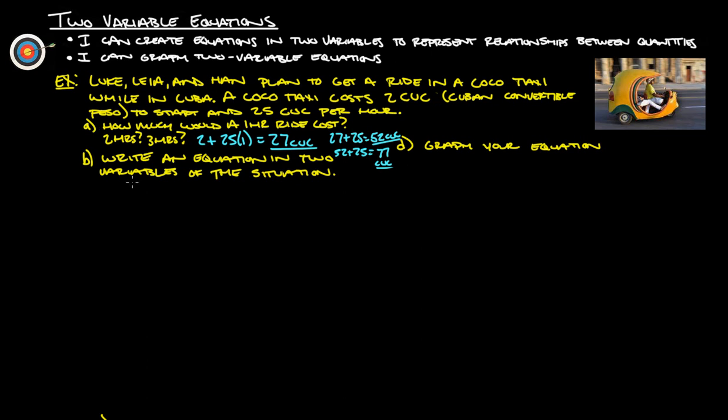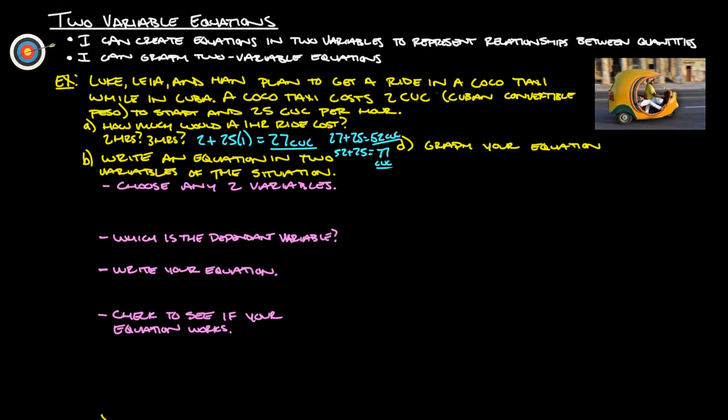For B, write an equation in two variables of the situation. So instead of just adding 25 for every extra hour that we're going to go, we're going to actually come up with an equation. Okay, so here's what we want to do. We want to choose any two variables. A lot of people like to choose x and y. In this scenario, they did not specify what they wanted their variables to be, so you could do x and y. For me, I like to pick something that helps me keep track of what's going on.